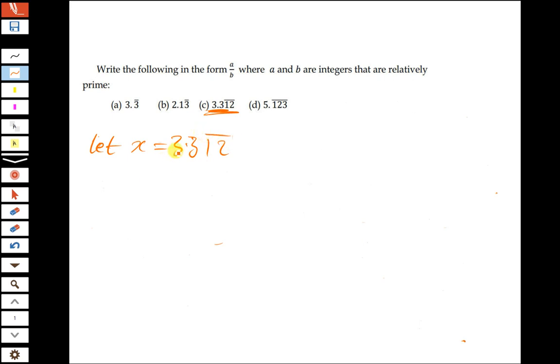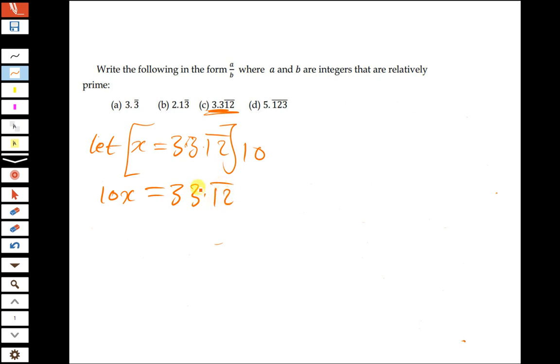So from there we move the point closer to the repeating number. So we move one step, we come here closer to the repeating numbers there. So it's just the same as multiplying by 10. So 10 times x, we get 10x is equal to, and then 10 times that we get 33.12 bar.